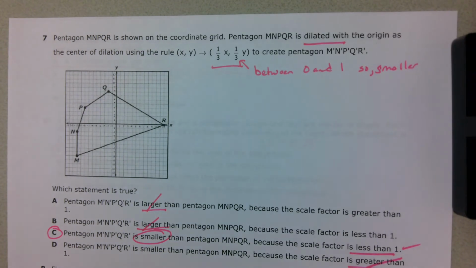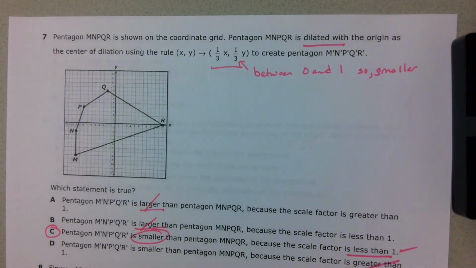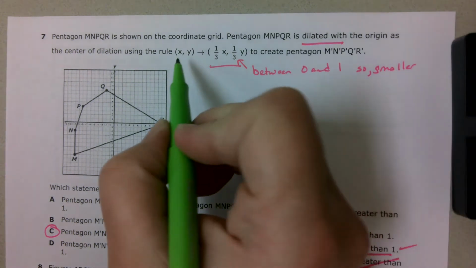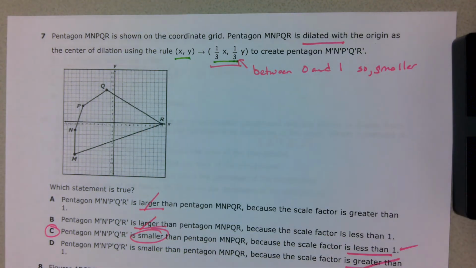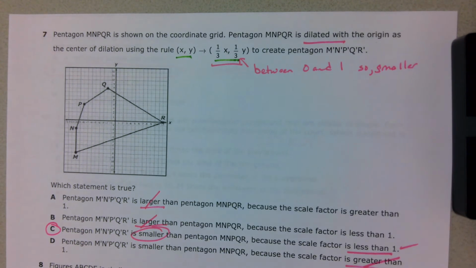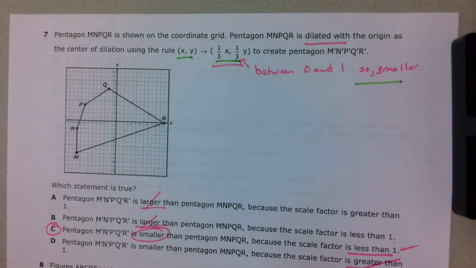Number 7, pentagon MNPQR is shown on the coordinate grid. Pentagon MNPQR is dilated with the origin as the center of dilation. Using my rule, (x, y) becomes (1/3 x, 1/3 y) to create pentagon M prime, N prime, P prime, Q prime, R prime. So it's going to get smaller because that's less than 1.